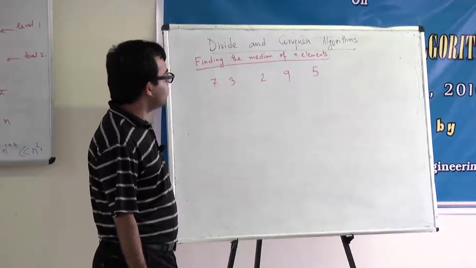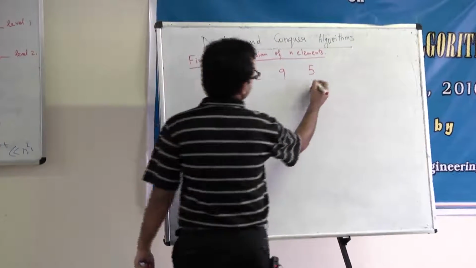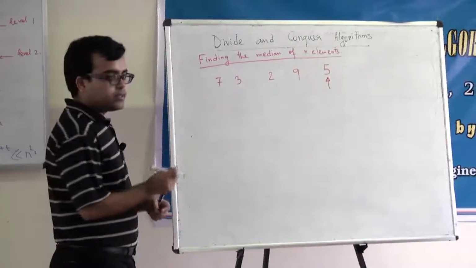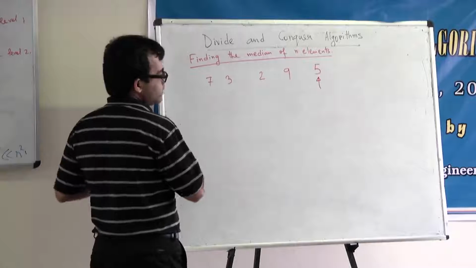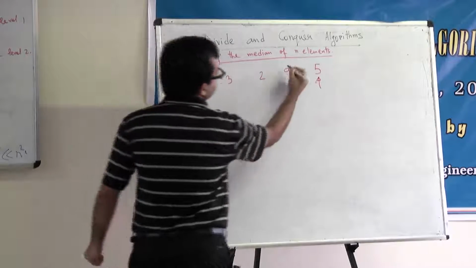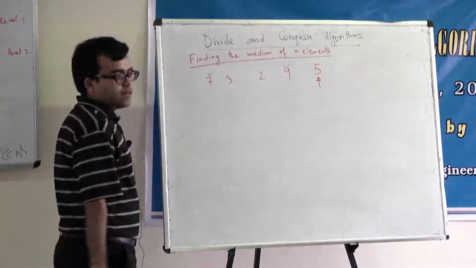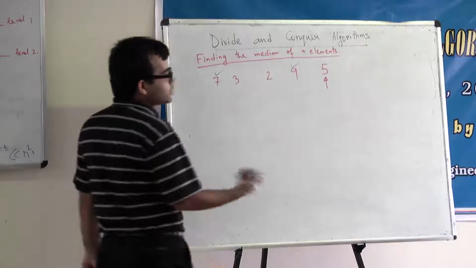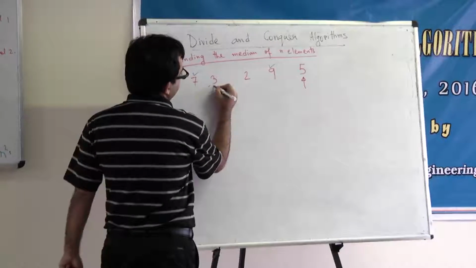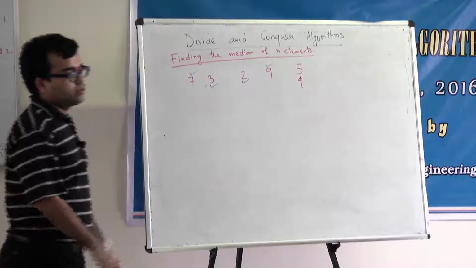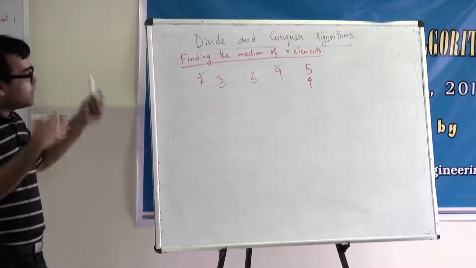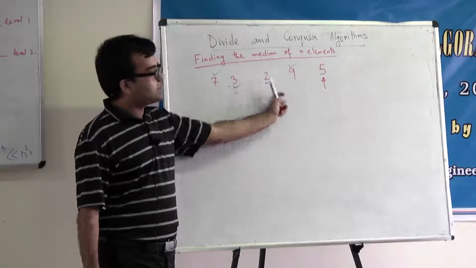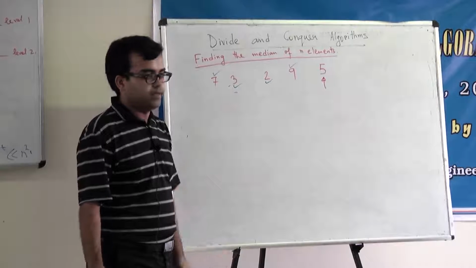Two is the median? No. Median is 5. Why? How many numbers are larger than 5? There are two numbers, 7 and 9. And how many numbers are less than 5? Two numbers, 3 and 2. So there are an equal number of elements larger than 5 and less than 5. So 5 is the median.